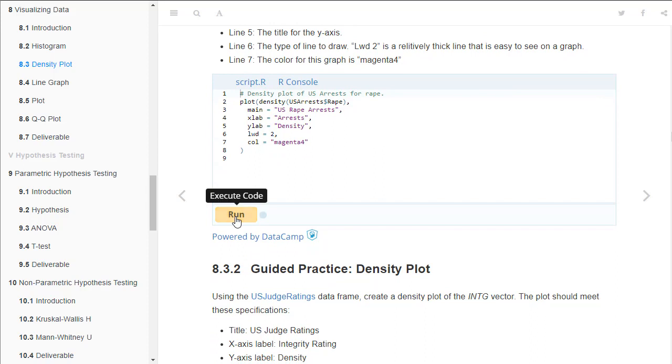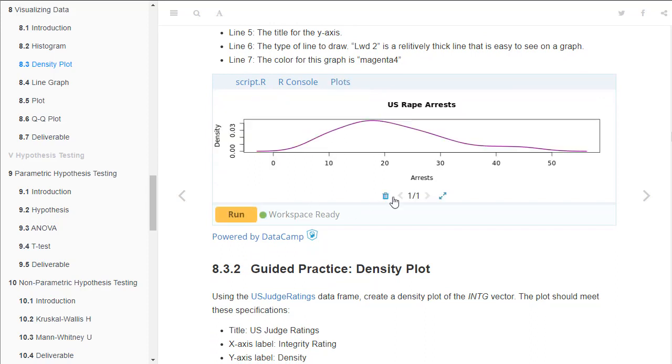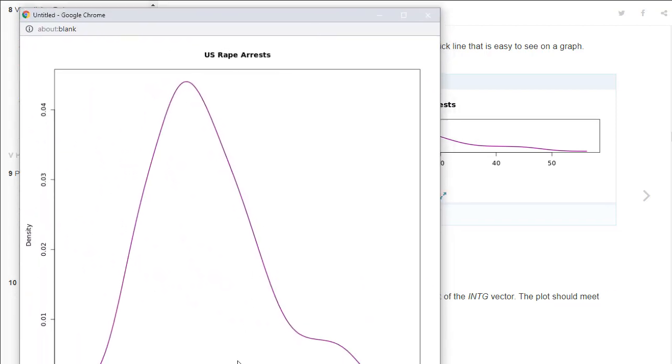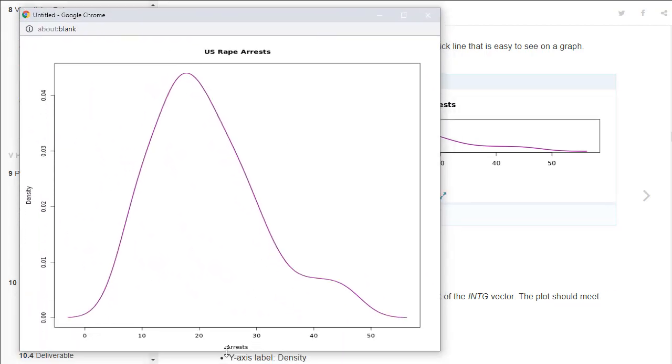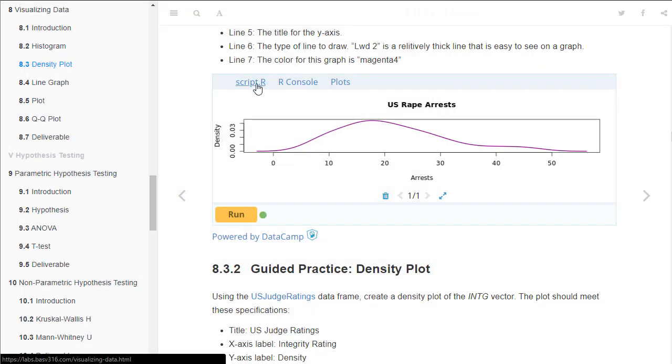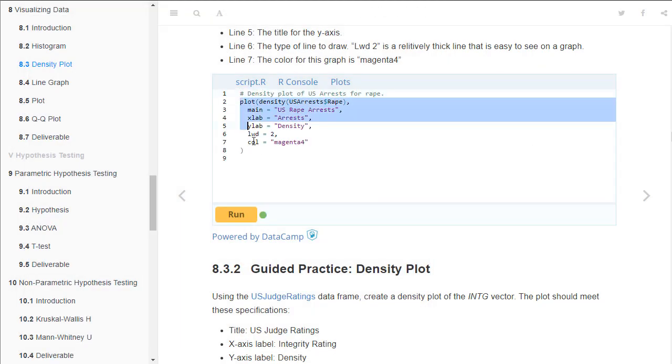For our demonstration of a density plot, we're using some crime data from the United States, arrest records here. This is not a bad distribution. It's clustered a little bit towards the low end, but that's all right. That would be a normal distribution.